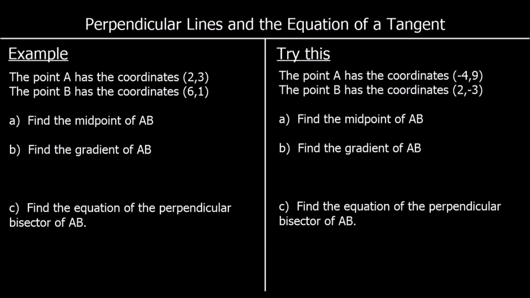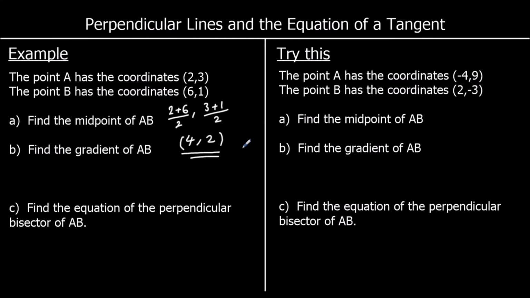Here we are told the point A has coordinates 2, 3. The point B has coordinates 6, 1. Find the midpoint of AB. So to find the midpoint, we go in the middle of the x coordinates and the middle of the y coordinates. So we can say that's 2 plus 6 over 2 and 3 plus 1 over 2, which is 4, 2. So the midpoint is at 4, 2.